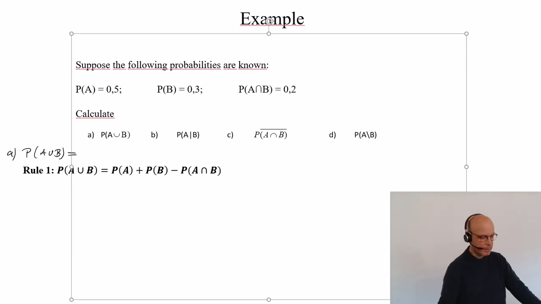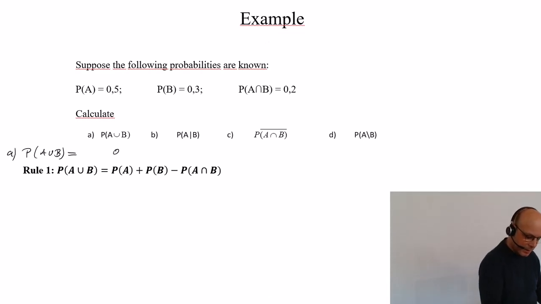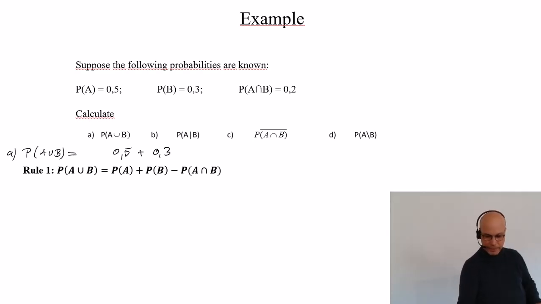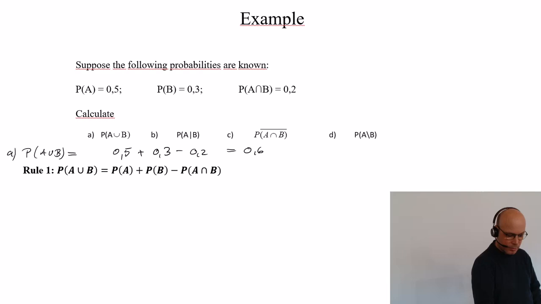And then we have P of A is 0.5 plus P of B is 0.3 minus 0.2 equals 0.6.